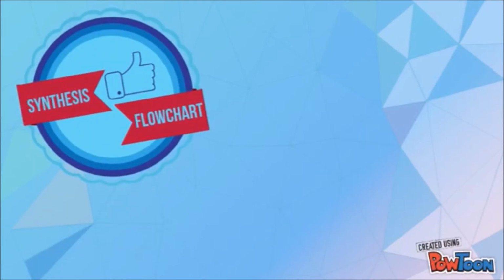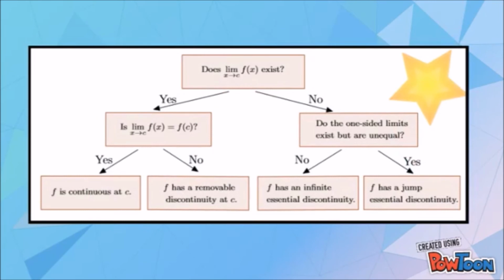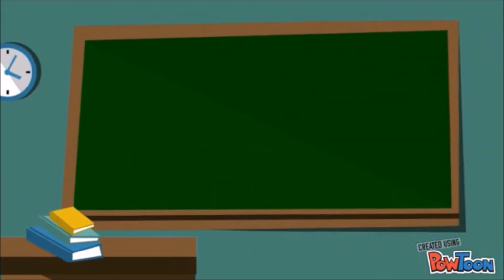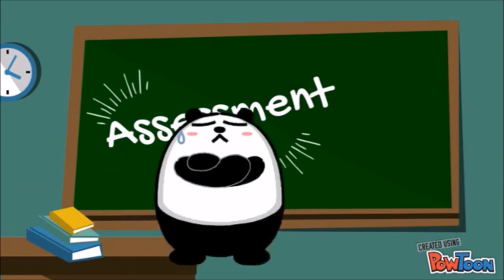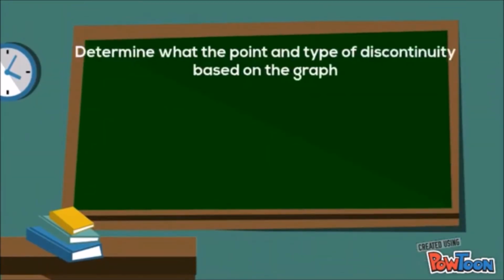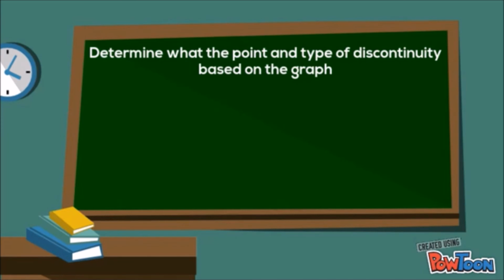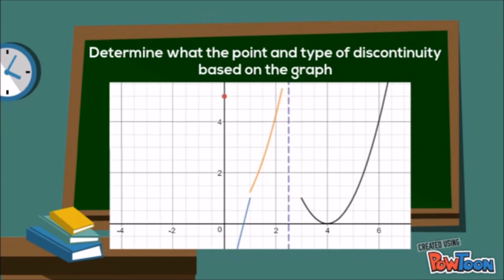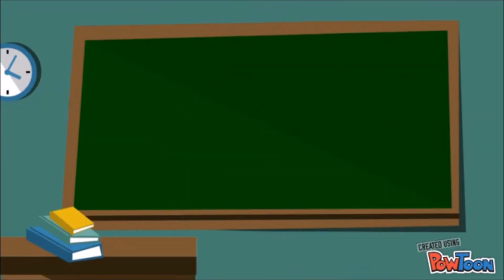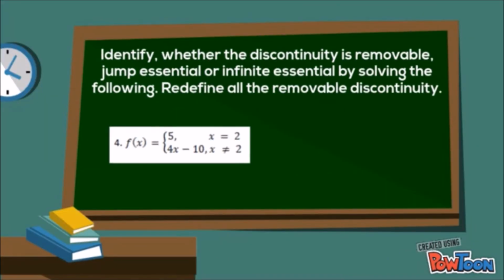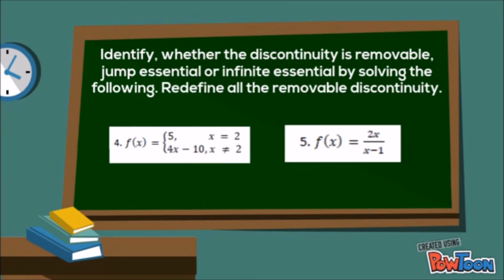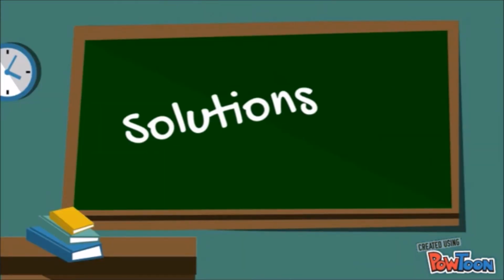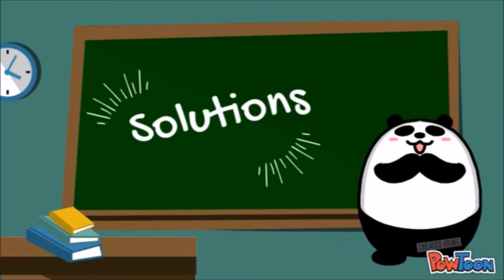Here's a flowchart to summarize the lesson. And a 5-item assessment. First, you have to determine the point and type of discontinuity based on the graph. These are the following solutions.